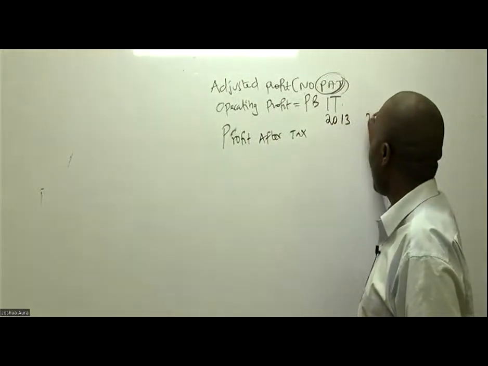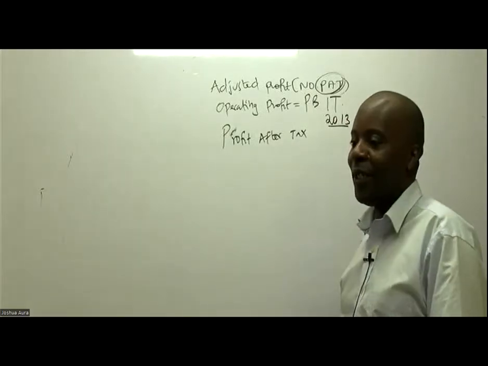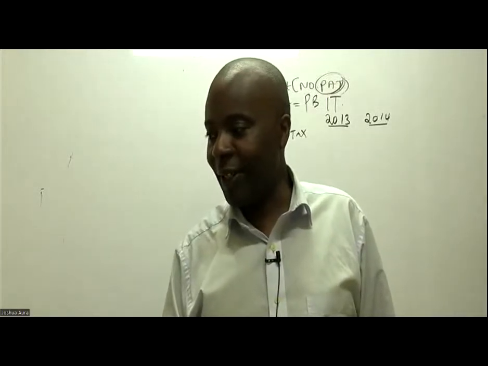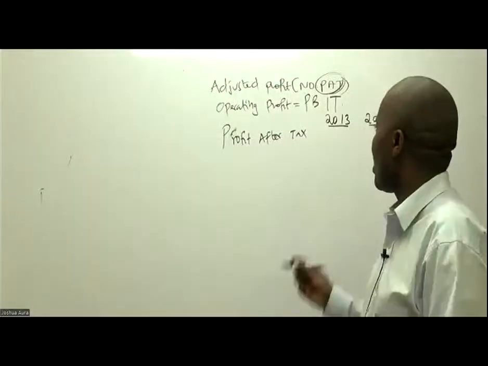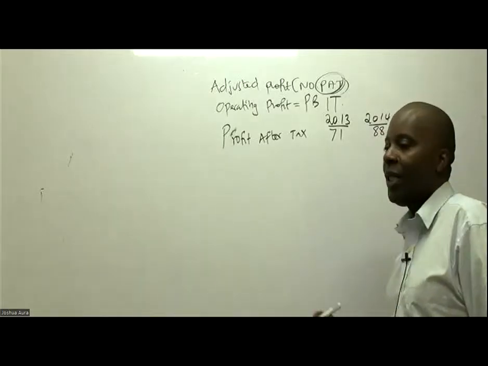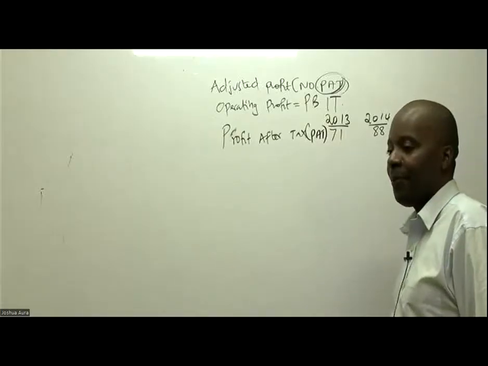So 2013, 2014. Are you able to see the profit after tax in 2013? Oh, yes. I can see 2013 profit after tax is 71 versus 88. So we have here 71 versus 88 like that. That is profit after tax. This is our famous part.